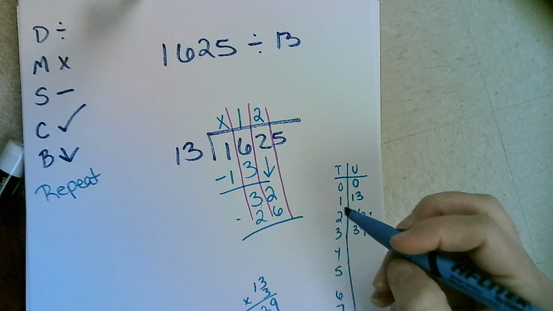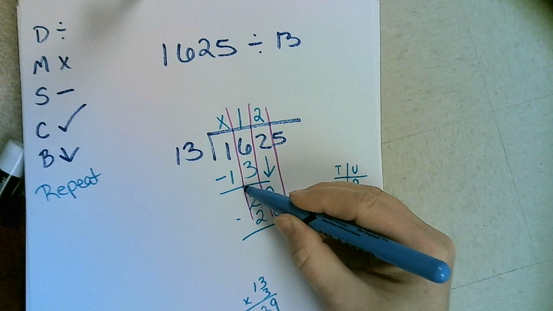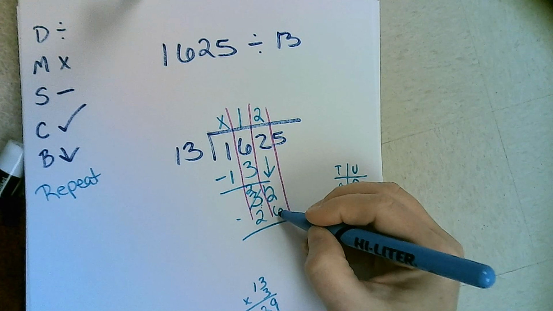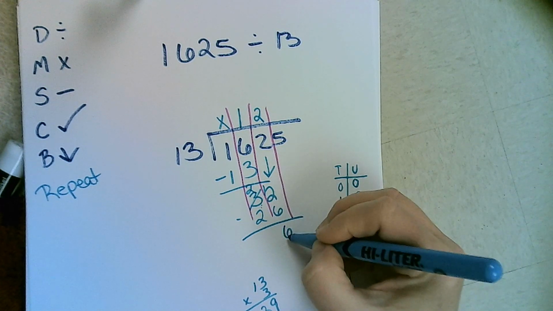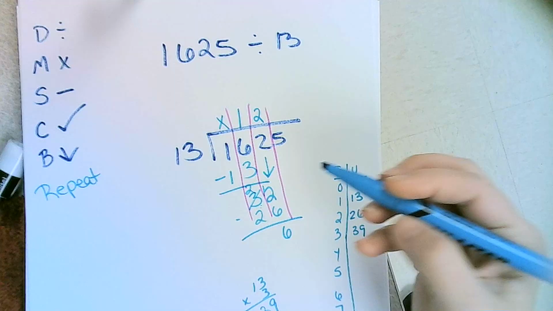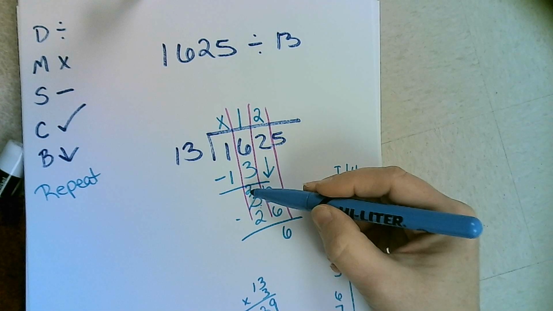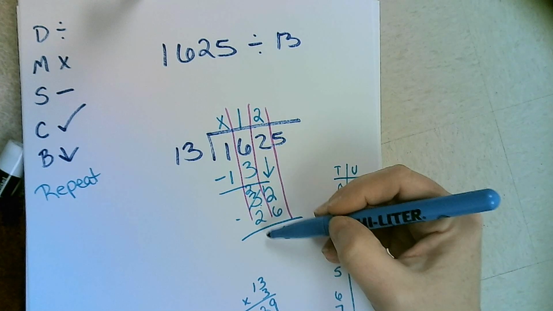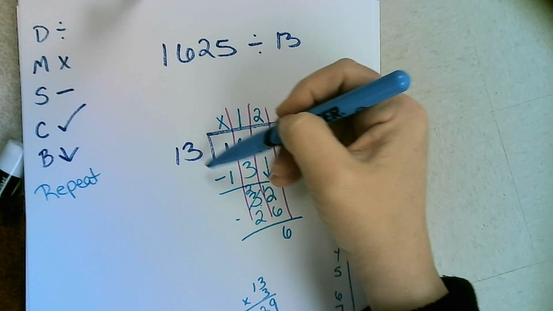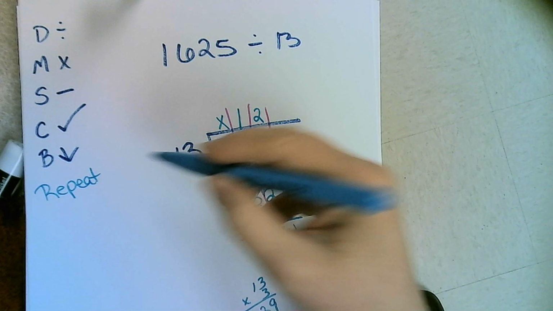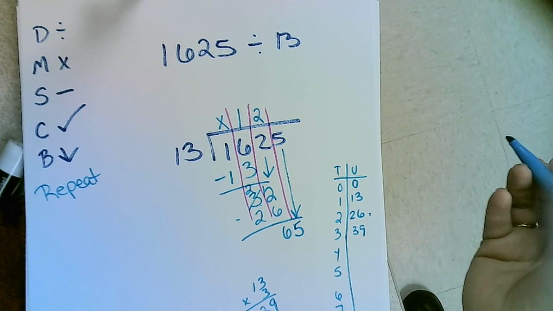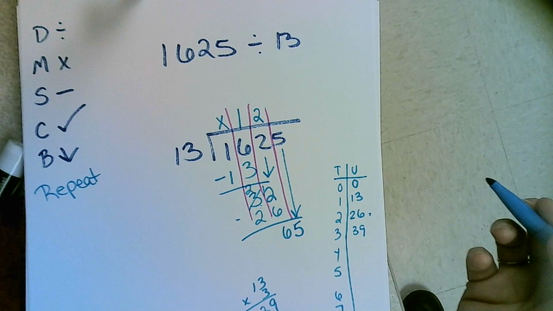I cannot subtract 6 from 2, so I have to borrow. Make that a 2, make that a 12. 12 minus 6 is 6. Check. 2 minus 2 is 0, so I write nothing. Check. 6 is less than 13. So I move on to bring down. Okay, so now I'm at 65.